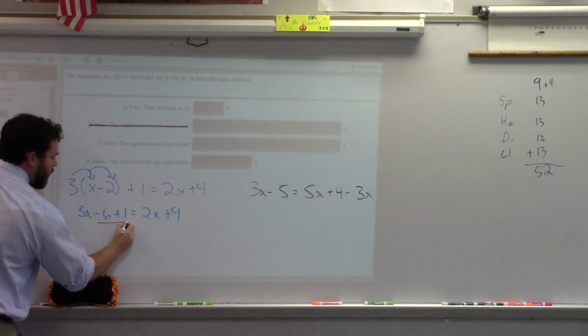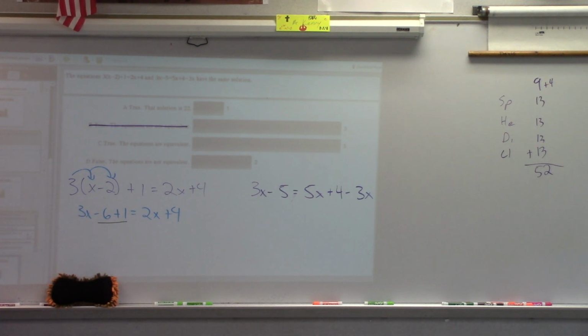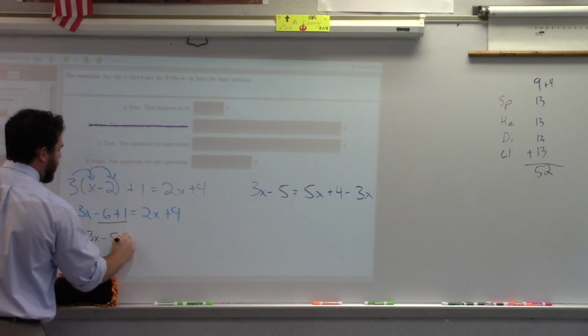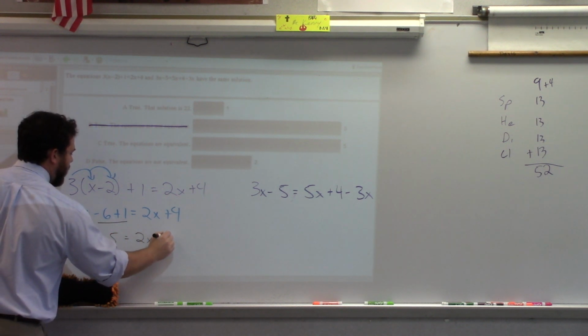Notice, what am I doing when I take that negative 6 and I add the 1 to it? Combining like terms. There's an S word that we can use there as well. Simplify. Simplifying, right? Taking a more complicated expression and making it simpler. We simplify the negative 6 plus 1. So 3x minus 5 is equal to 2x plus 4.